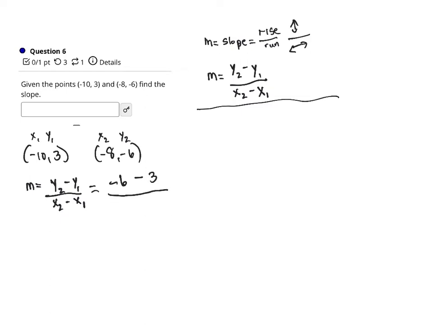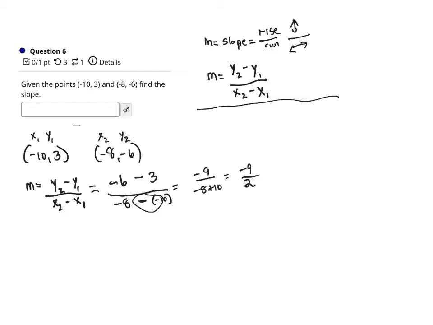Then my x is in the denominator. So x for my second ordered pair is -8, and then the minus is part of the formula, and the x from the first ordered pair, that would be -10. So I'm going to put it in parentheses. So -6 minus 3, signs are alike. We add, take the common sign, that's -9. On the bottom, we have a -8 plus 10, because remember this is double negative, goes to plus. So that gives us a -9 on top, and on bottom 10 minus 8 would be a +2.